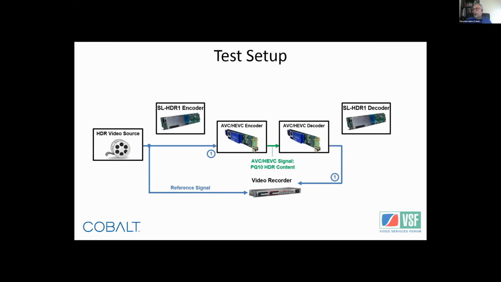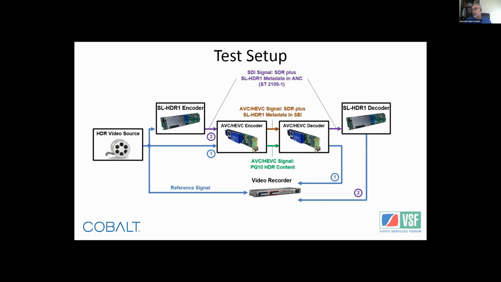I can also do SL-HDR. So this path one that I show is direct HDR. Or I can drop in an SL-HDR encoder and SL-HDR decoder, and then run the path through that. So in the purple side is an SDI signal with SMPTE 2108 metadata, and in the brown part is a compressed signal with SL-HDR1 in the metadata. Also, I can bypass the encoder and the decoder, just straight SL-HDR1 without compression as a reference point.